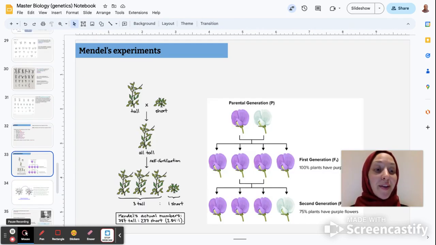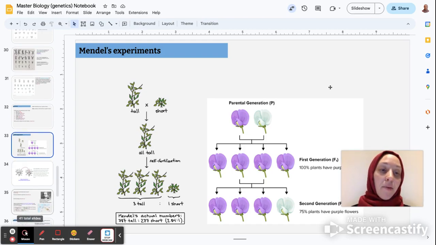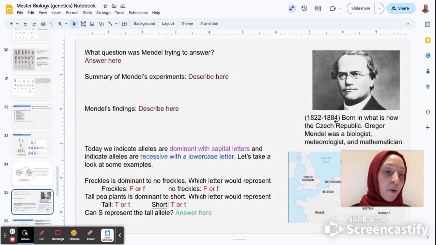All right, so now that we understand some terminology, we can move on to Mendel's experiments. So Gregor Mendel grew up or was born and lived in what is now the Czech Republic in the 1800s. He was a biologist, a meteorologist, and a mathematician. So he really liked to study the way math is integrated in biology and meteorology.